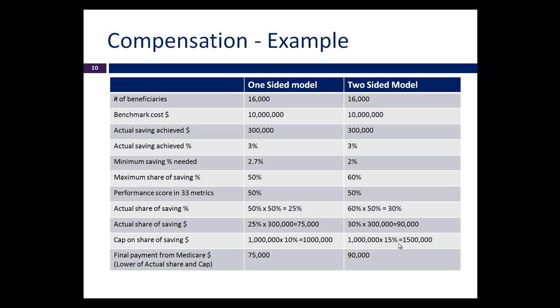So, in other words, after having calculated the share to which an ACO is entitled, we must compare this to the CMS cap. In our case, $75,000 for the one-sided model is lower than $1 million, which is the cap. In other words, our one-sided model is entitled to the lower of its share and the cap, which is $75,000. Applying the same rule to the two-sided model, the lower of the cap, $1.5 million, and the share, $90,000, gives us $90,000. So, our one-sided participant is entitled to $75,000, and our two-sided participant is entitled to $90,000 in shared savings.